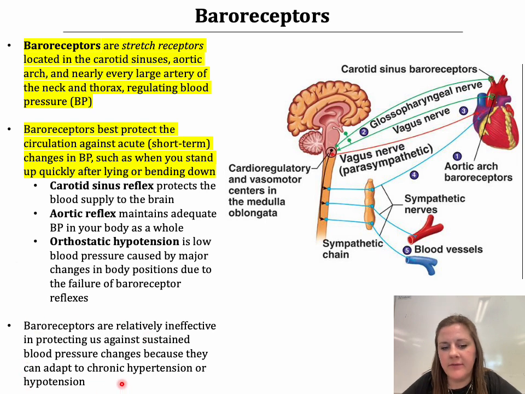However, note what I have listed down below here. Baroreceptors are ineffective at protecting us against long-term or chronic sustained blood pressure changes. They can adapt to chronic hypertension and hypotension. So we're just talking about quick, short-term, acute changes. That's what this is providing protection against.